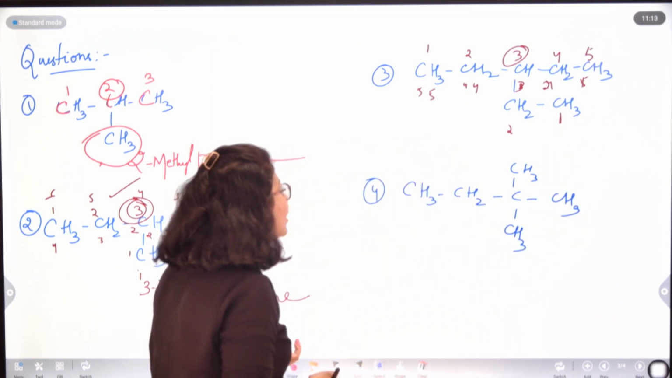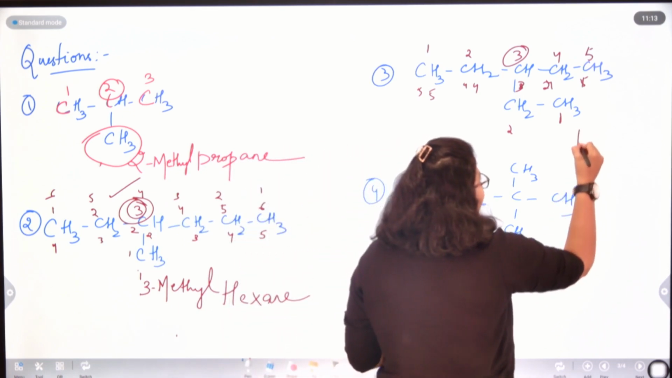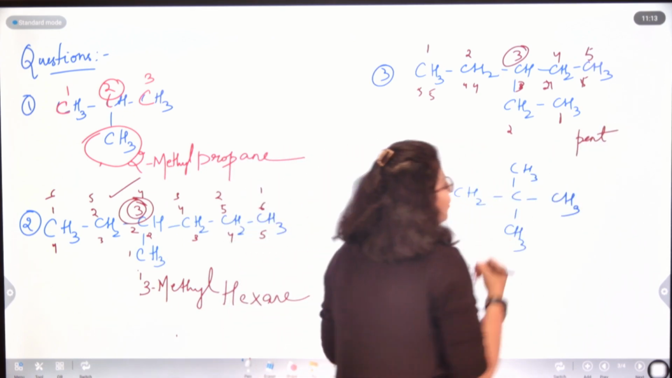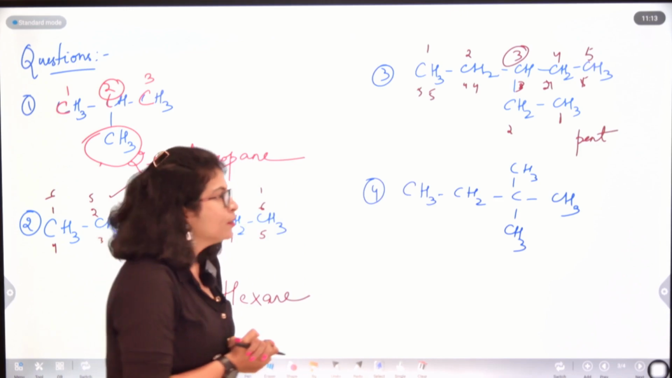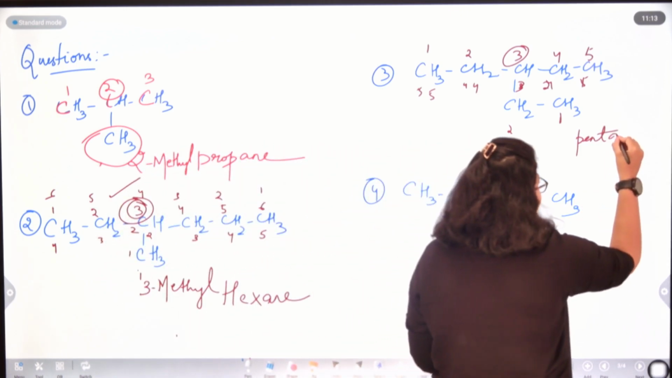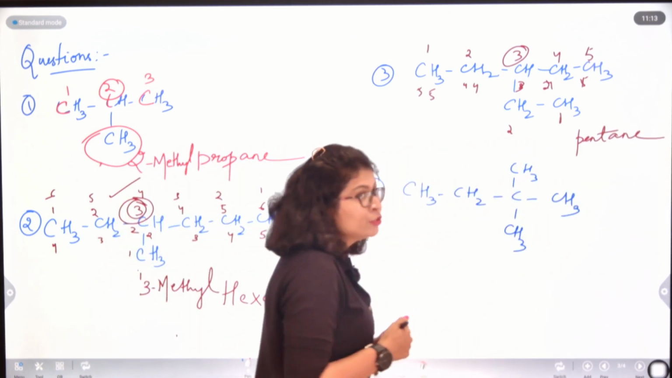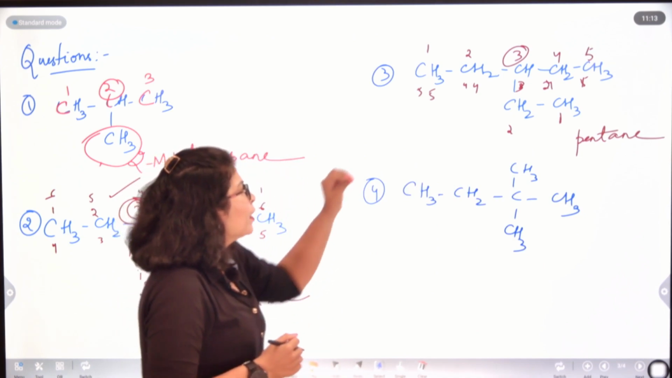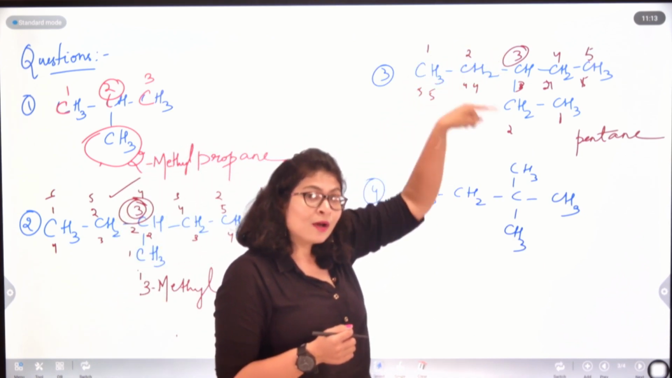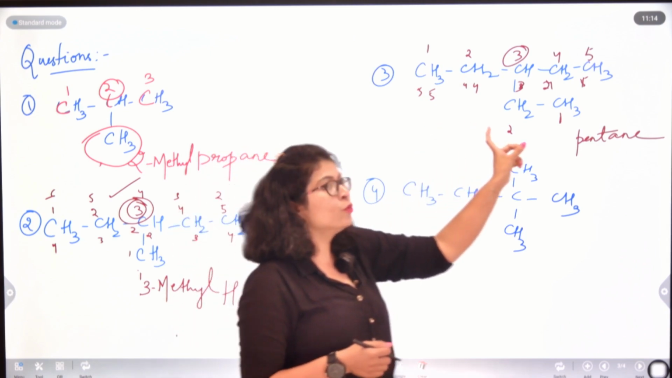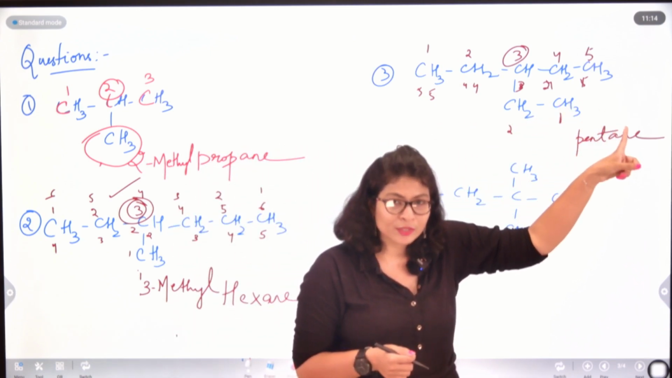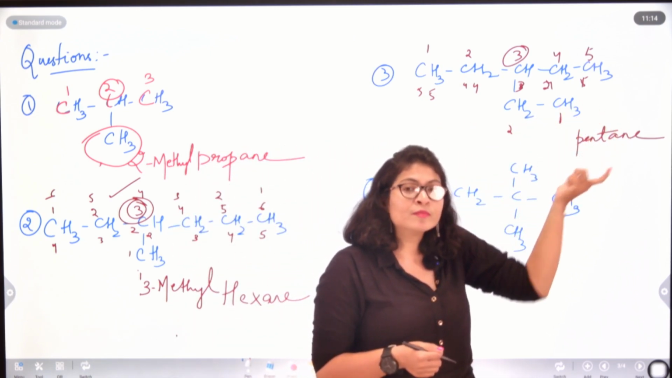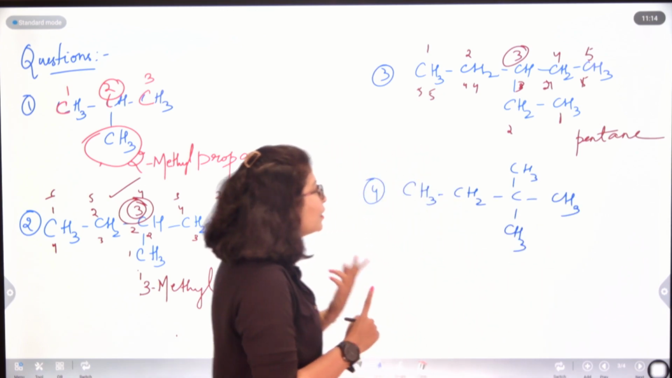So the word root for 5 carbon atoms is pent, and all the carbon atoms are singly bonded, so the word will be pentane. Now for the branching, I have my branching at the third position, and in this case there is a branching of 2 carbon atoms, right? CH2, CH3. As there are 2 carbon atoms, the word root for 2 carbon atoms is eth.